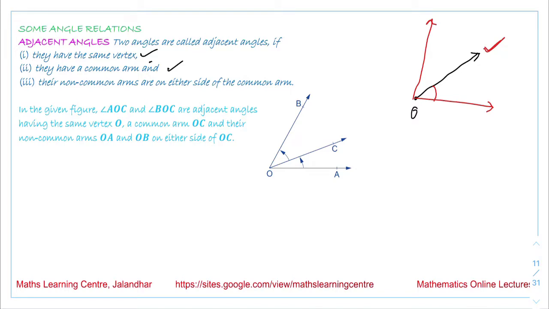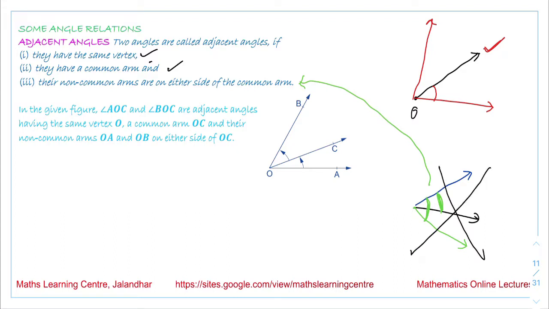And their non-common arms are on either side of the common arm. So what we would have drawn over here would have been like this, that this is the common arm, and this is one angle and this is the second angle. But we are not talking about this case, because this is wrong. This is contradicting our third condition.